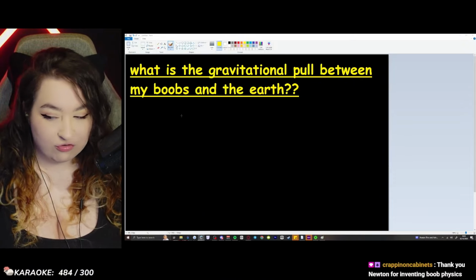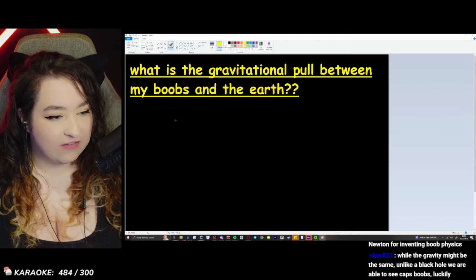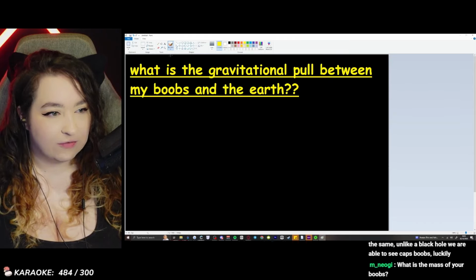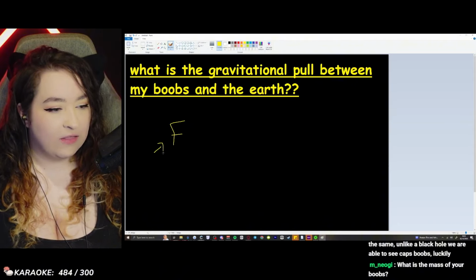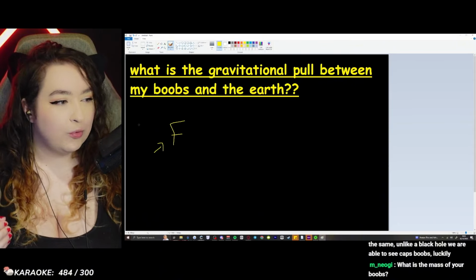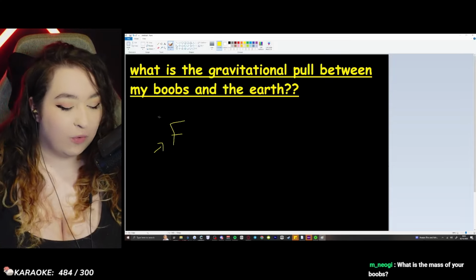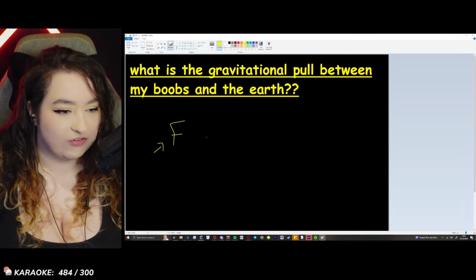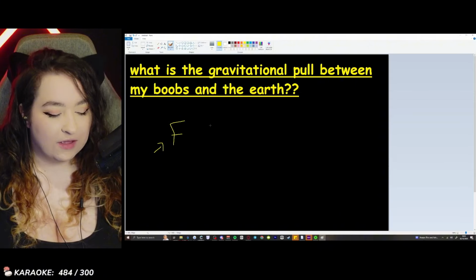Okay, we're describing it as F. Hold up, why isn't this working? F. Okay, that's gonna be it. That's the gravitational force between boobs and the earth. Okay, what's the mass of your boobs? That's actually a really good question.